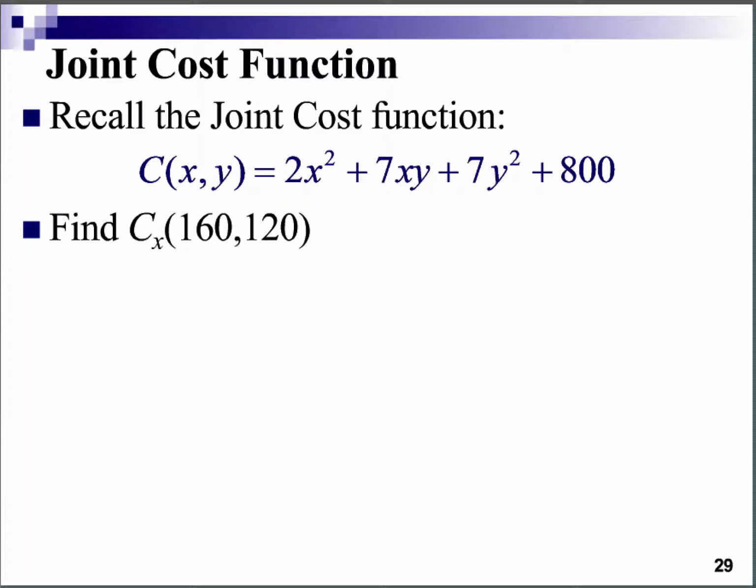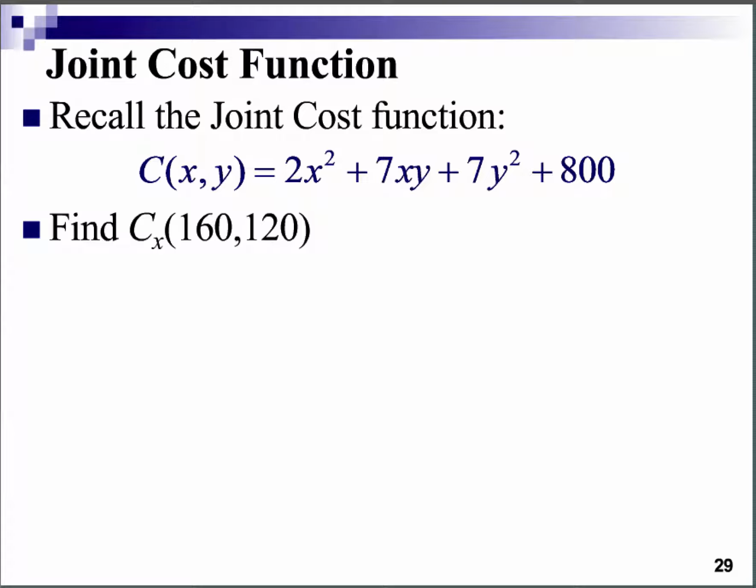So here is an example that uses a joint cost function. C of x y is given here, and our task is to find the partial derivative with respect to x at the point 160, 120. Now, before we do the calculations, it's important to sort of stop and think about, well, what are we actually doing here? We're taking the partial derivative with respect to x.